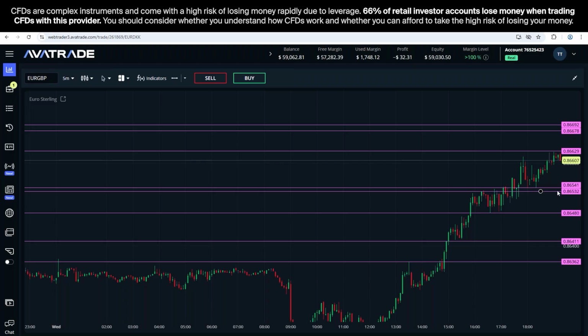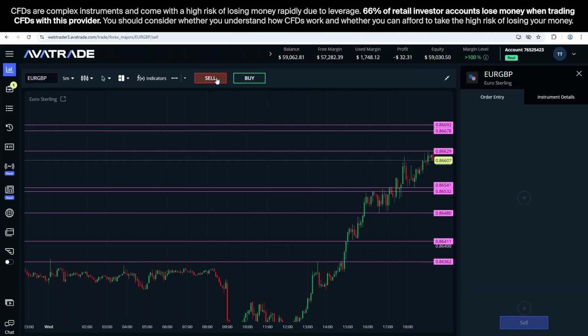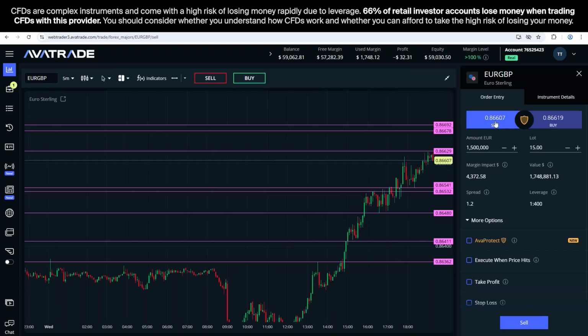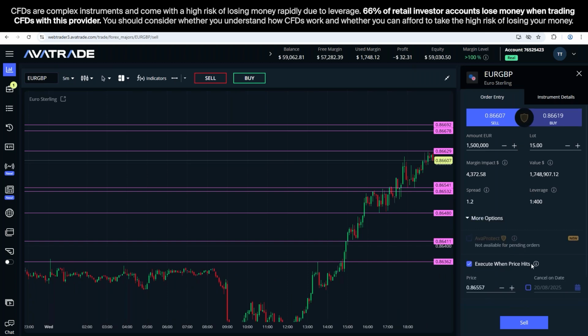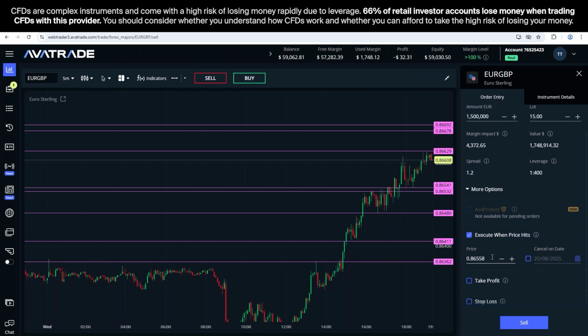So technical strategy could be if it breaks this support level, you put a pending order right here. How would I do that? Very easy. Sell. Then I'd say execute if the price hits. There's no guarantee it will reach this price, but if it gets down to 86.53, that means it broke this support level. Okay, so 86.53, 86.52.